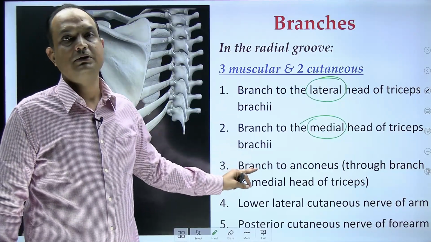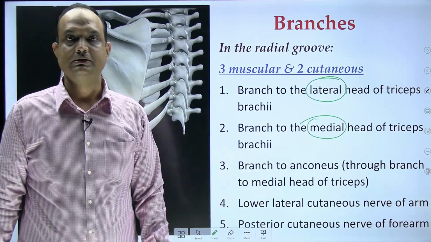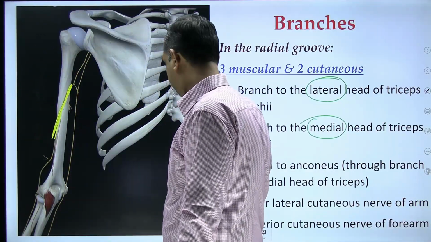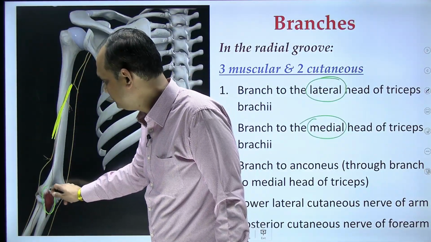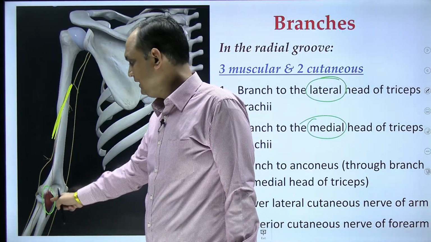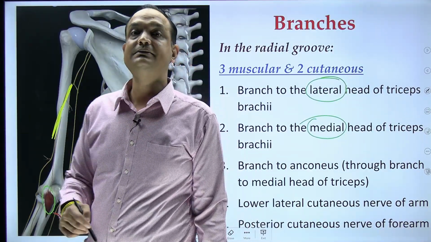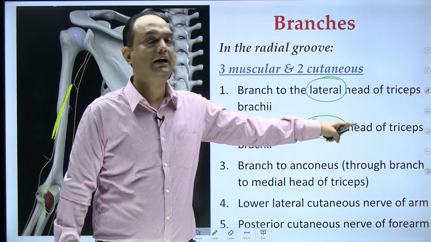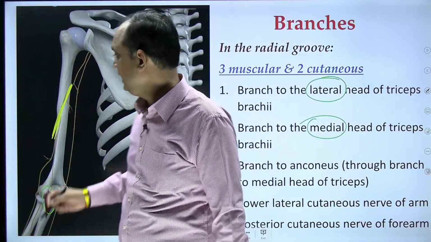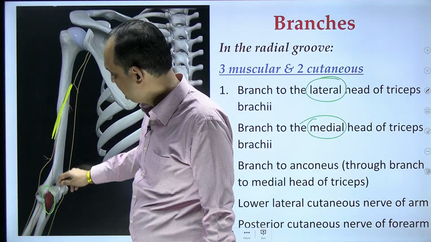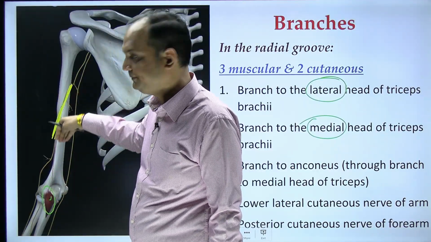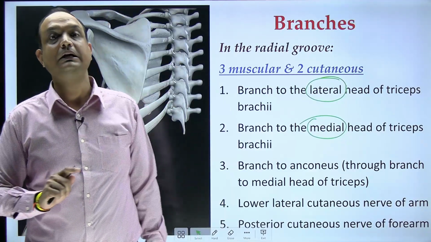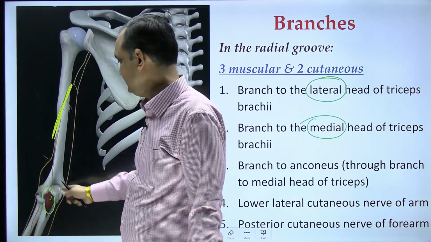Now, there is one more branch, that is the nerve to anconeus. Anconeus is a very small muscle, and here you can see that this is a muscle which is present here on the posterior side. Now, this anconeus sometimes has an independent nerve, or sometimes this nerve to the medial head of triceps becomes long enough, and after piercing the substance of the medial head of triceps, it approaches the anconeus, and ultimately it terminates by supplying the elbow joint.